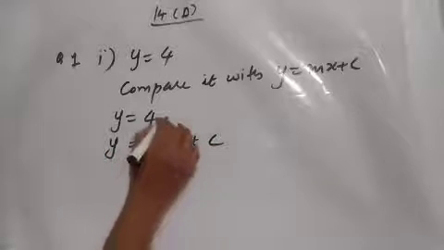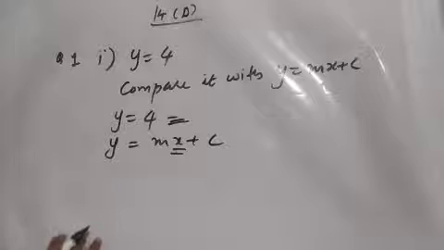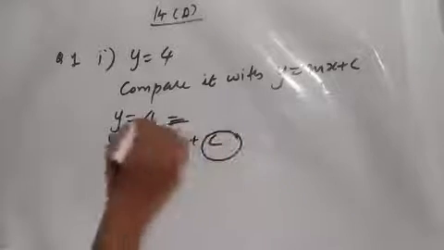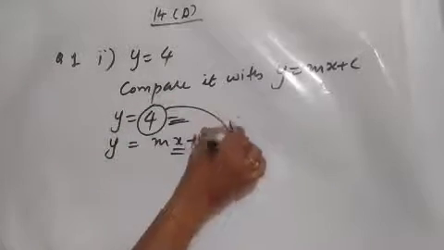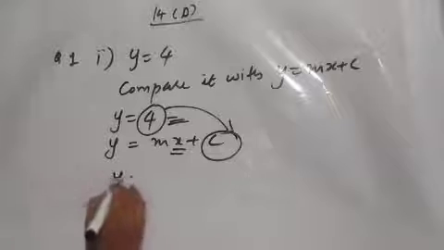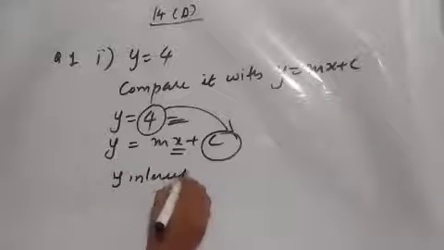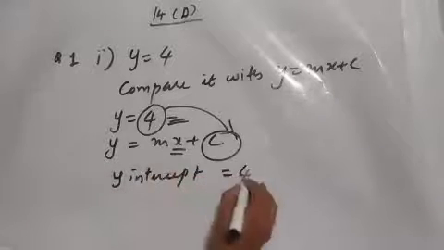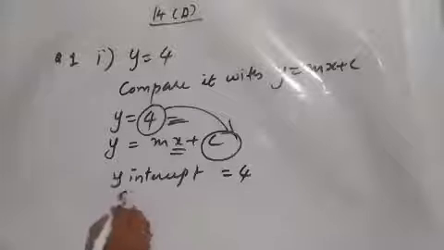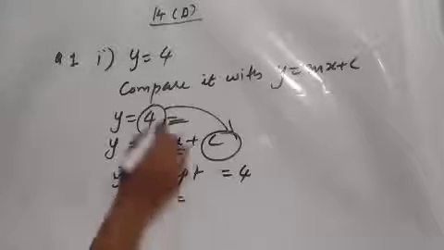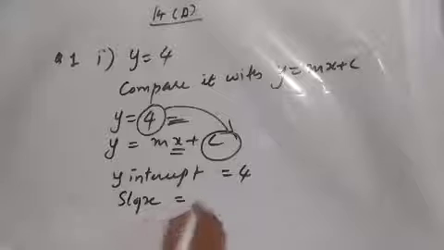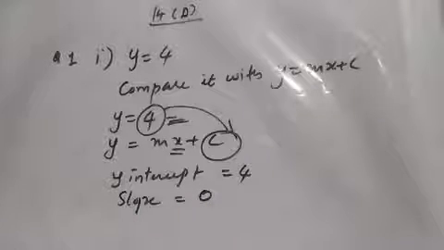Any x term here? No x term. And what about the constant term? It's c. That is 4. Therefore, y-intercept is 4. And what about the slope? Any x term is present here? No x term. So, 0 is the slope.